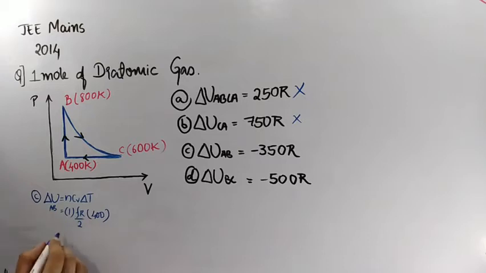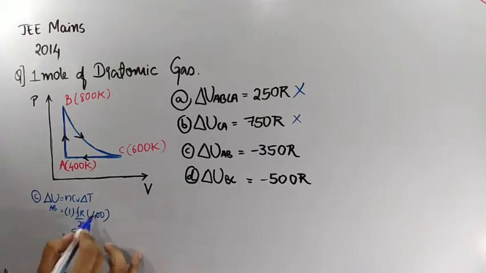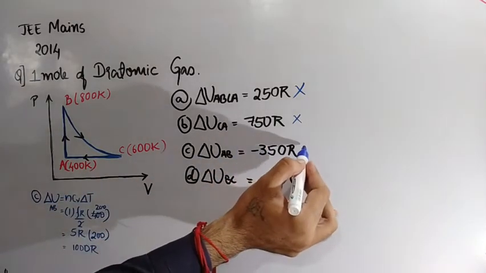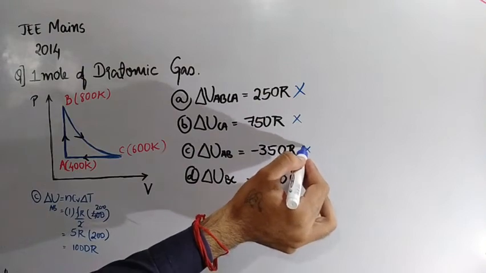So f value for diatomic is 5, R divided by 2 into 400, and you can just cancel it over here. Two ones are 2, two twos are 4, so it will become 200. So the final value is 200 into 5, it will be 1000R. This is nothing but delta U for the process AB. Clear? So again, this value is given as 350, so this answer will be wrong.